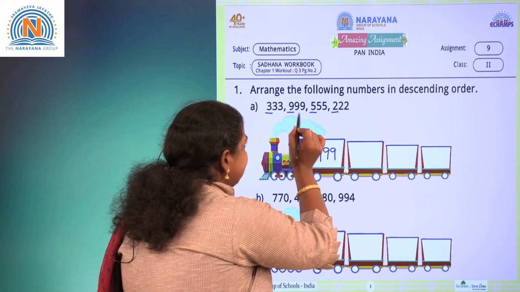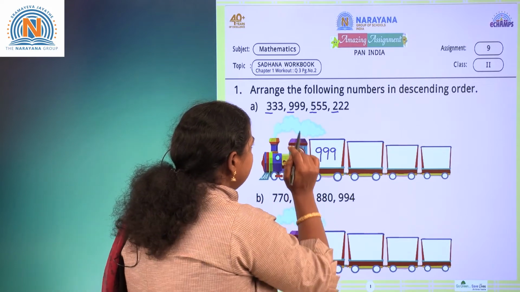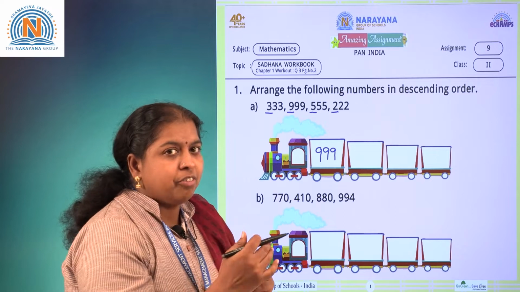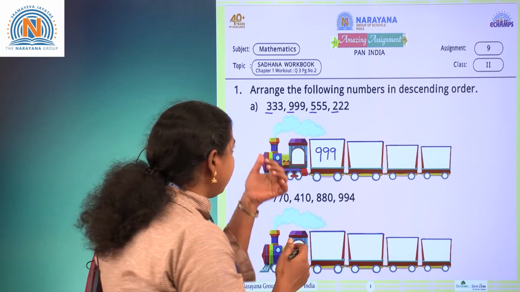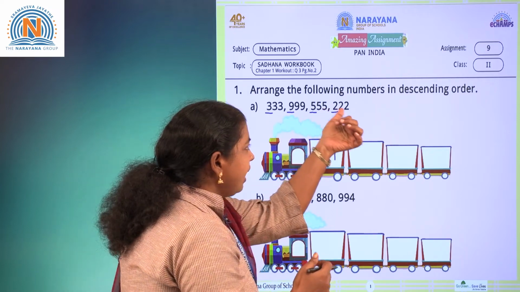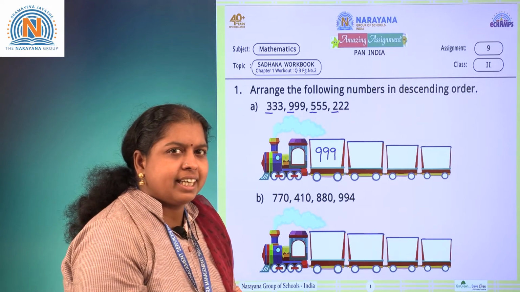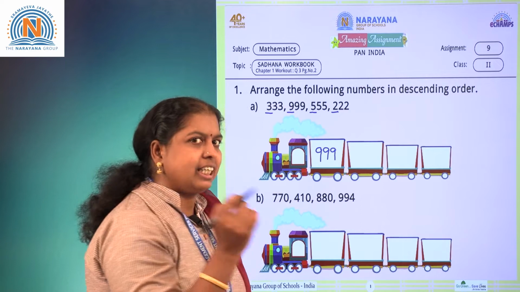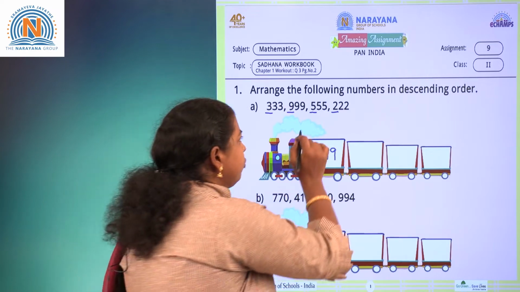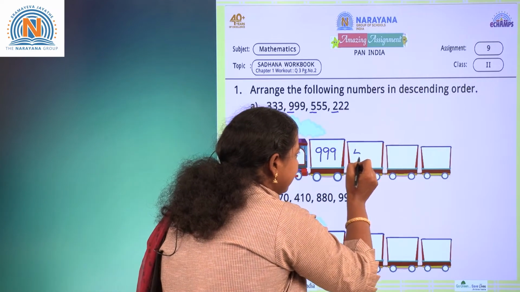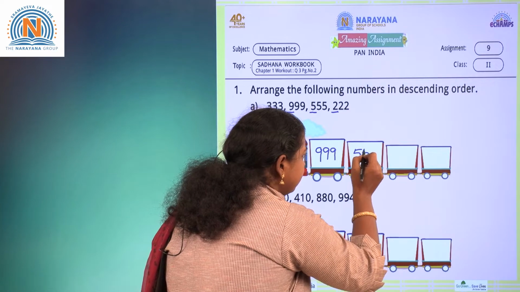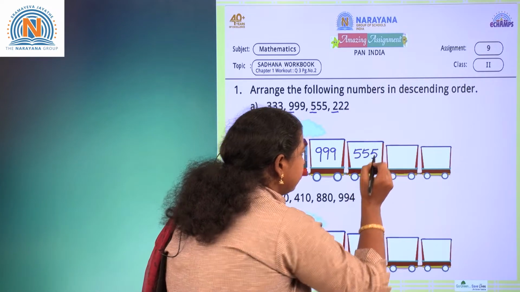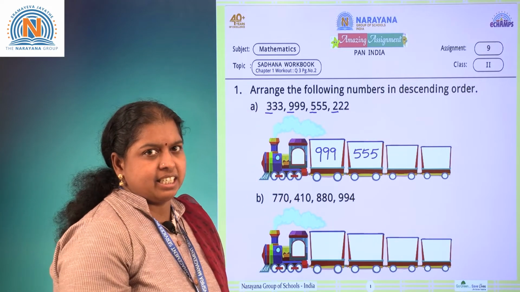Now, next greatest number we need to find out. Which one is the next greatest number? You have to find out which one is greatest among 3, 5 and 2. Which one is greatest? 5. So, the number that starts with 5 is the next greatest number. What is the number? 555. This is the next greatest number.